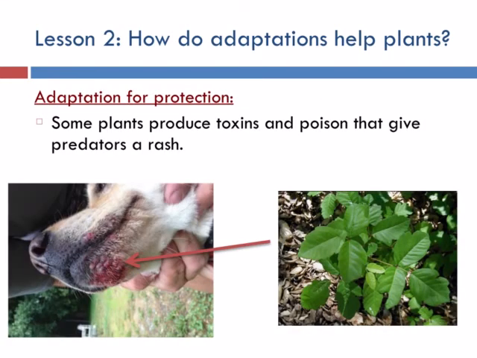The last adaptation that we are going to study today is the adaptation that plants use to protect themselves. Some plants use toxins and poison. When animals or humans try to touch these plants, they get a rash, as you can see on the dog. This dog has touched the plant, so this created a rash. This is one way that the plant can protect itself.